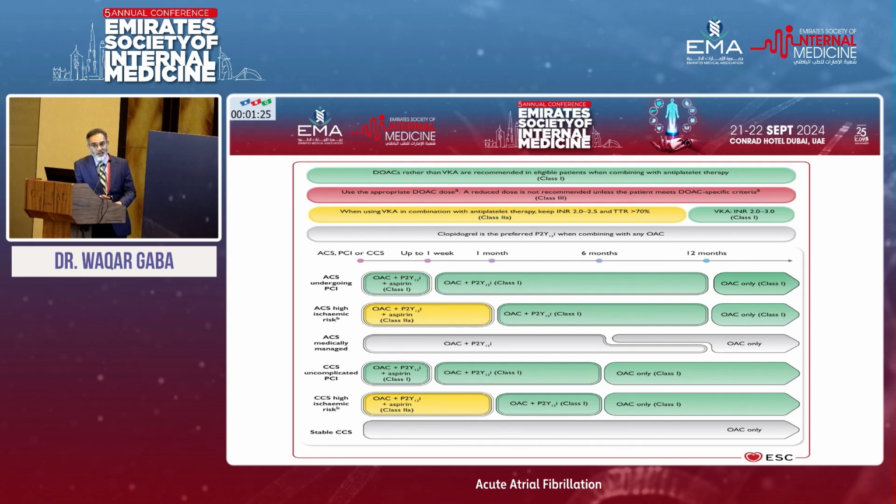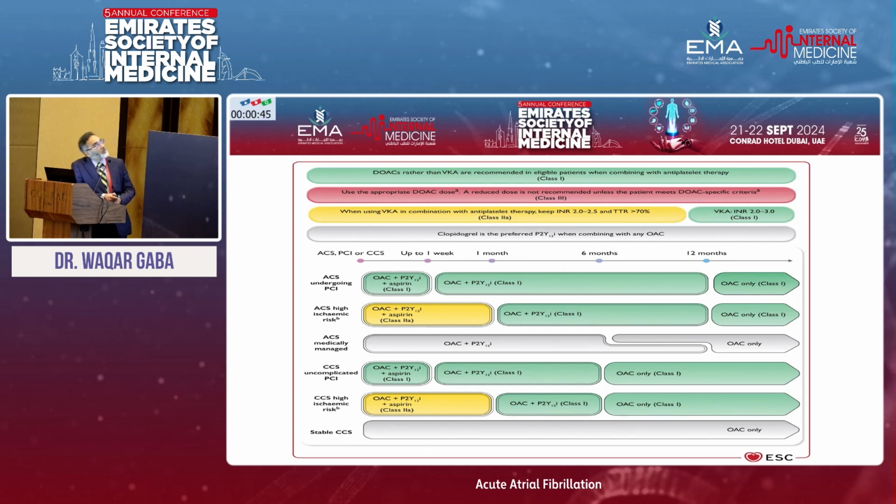One of the last slides I have, often we ask this question to our cardiology colleagues. If you take a picture of this slide, the bottom line is: when the patient is already on VKA or OAC, what do we do about these antiplatelets? The top thing: DOACs rather than VKA are preferable. So DOACs are better than VKAs, that's for sure. Next, use the appropriate DOAC dose. A reduced dose is not recommended unless the patient meets DOAC specific criteria. We already mentioned that as well.